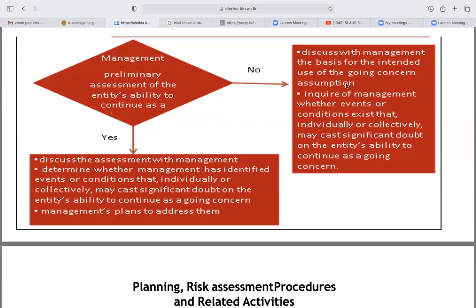Right? So we are inquiring with the management and checking whether there's any kind of event or condition that individually or collectively may cause significant doubt on the entity's ability to continue as a going concern. Right? Okay.